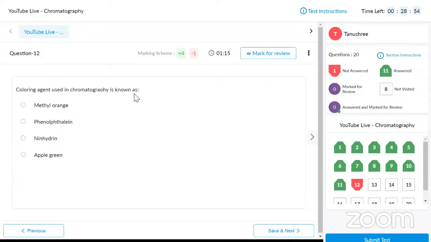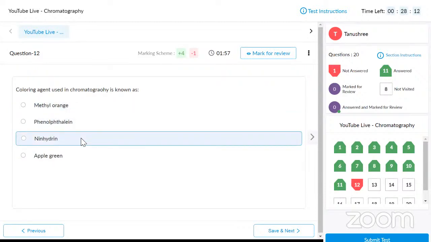So ninhydrin is not the only agent. There are other agents also, like we have iodine fumes, and if there are samples which will make a complex with iodine, then if you spray iodine, you will get a blue spot. So if iodine fumes are subjected to your plate, then you will get a colored spot. Then sometimes you might also get a colored spot by charring your samples with sulfuric acid. So if you're going to use H2SO4, the sample will get charred and it will give you a blackish brownish spot on your paper chromatography or TLC plate. So phenolphthalein is not your answer.